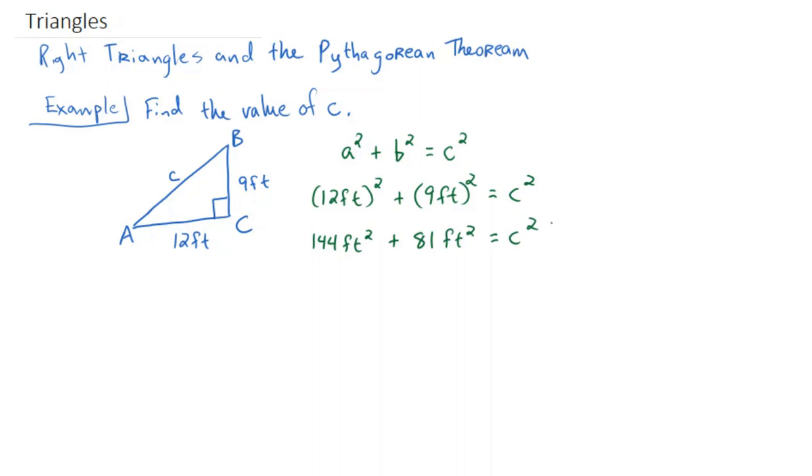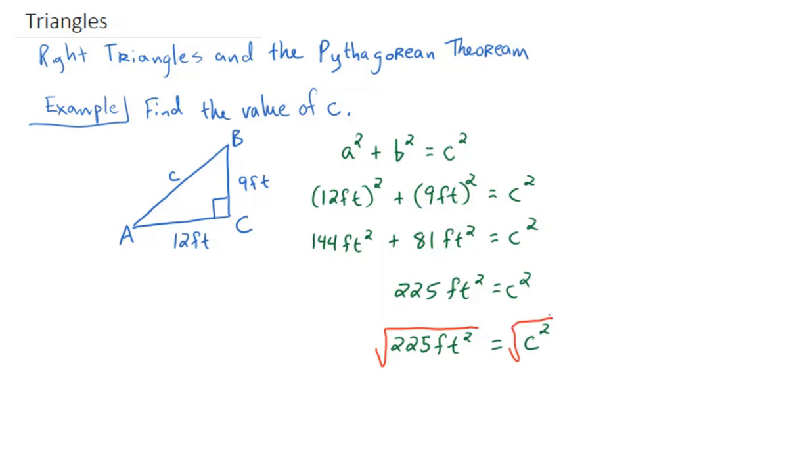Now when I add those together, 144 plus 81 gives me 225. Units stay the same, equals c squared. Now, in order to solve for a variable being squared, we need to undo the squaring. So we're going to have to square root both sides of the equation. Up to this point, we were just simplifying the left side of the equation, but now we're going to undo what's happening to the c squared by square rooting both sides.